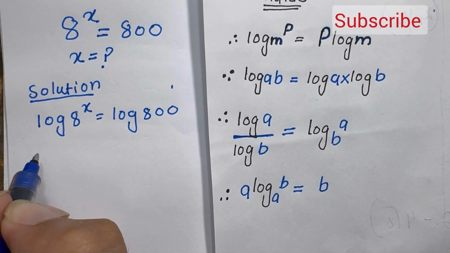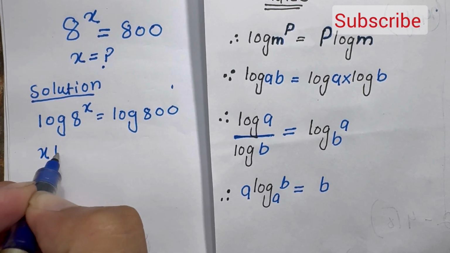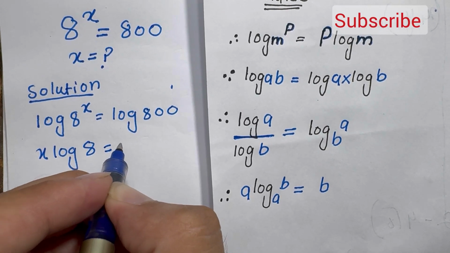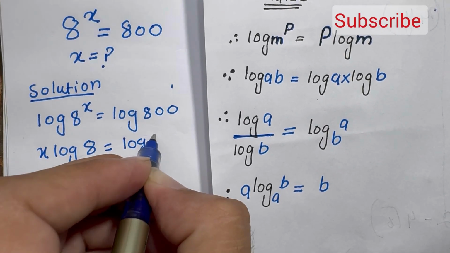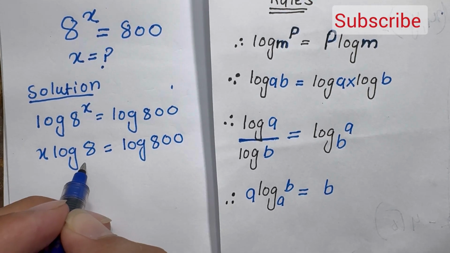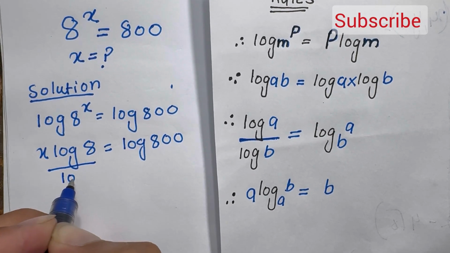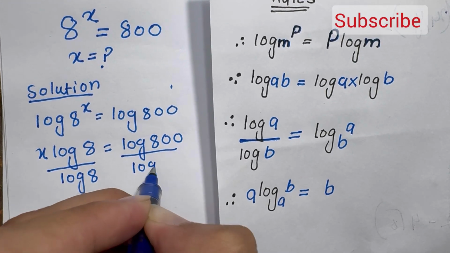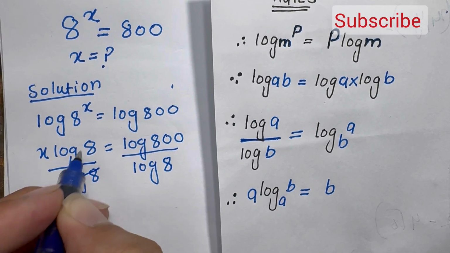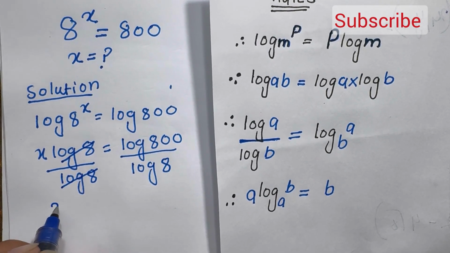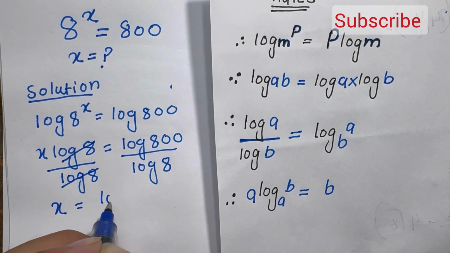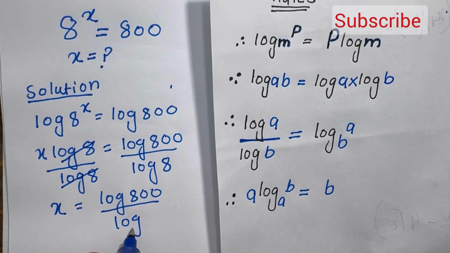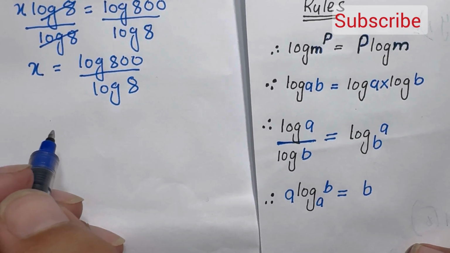Okay, x log 8 will equal to log 800. Both sides divided by log 8, and here I divide by log 8. Okay, this log 8 cancels with this log 8, so here will remain x equal to log 800 divided by log 8.